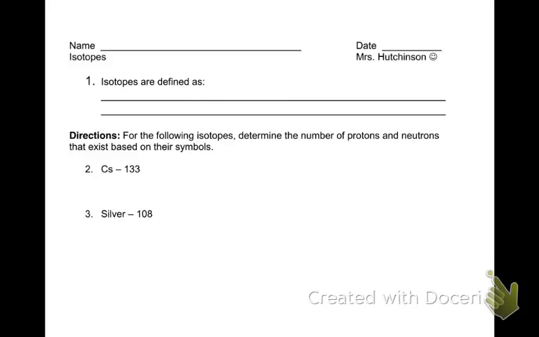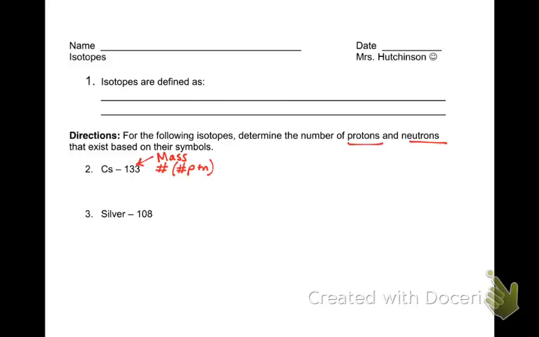So now we have a worksheet on isotopes. What I want you to do is fill out the first question, define isotopes in terms of subatomic particles. What exactly do isotopes of the same element differ in? And then for the following isotopes, determine the number of protons and neutrons that exist based on their symbols. So if we take a look at this particular symbol here, CS-133, cesium-133. Well, 133 is our mass number. That's our number of protons and neutrons.